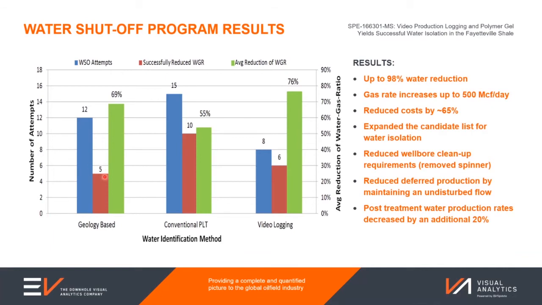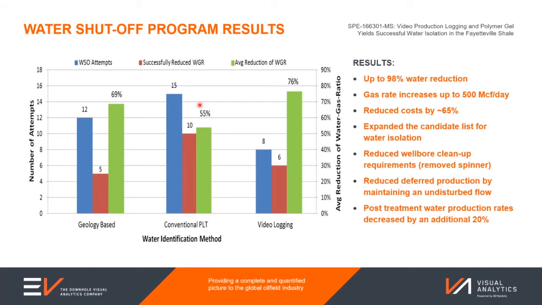But of the 5 wells that they were successful in, they managed to reduce the water production by an average of nearly 70%. So when it did work, it worked very well. The next step was to use conventional production logging data, and this is without video. So it's just regular flow meters and fluid identification tools. And you can see straight away that the success rate is now much higher. We're now at a 2/3 success rate with 10 out of 15 wells successfully identifying and then isolating water.